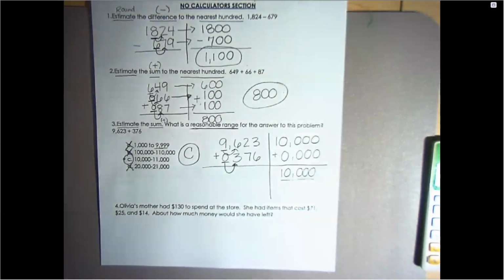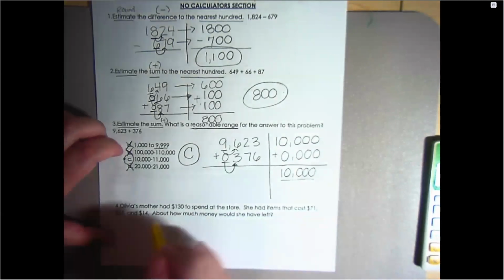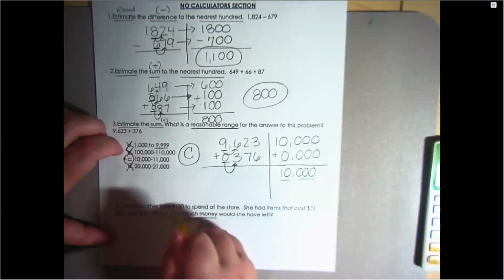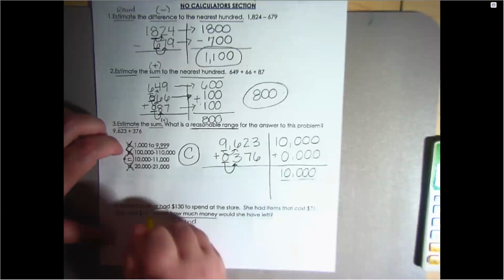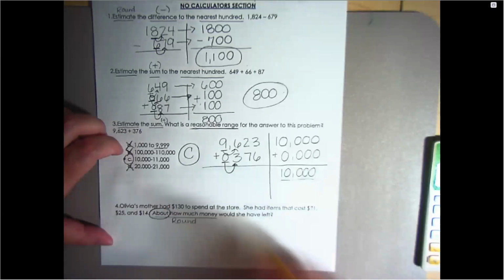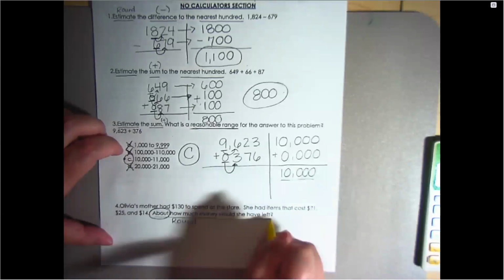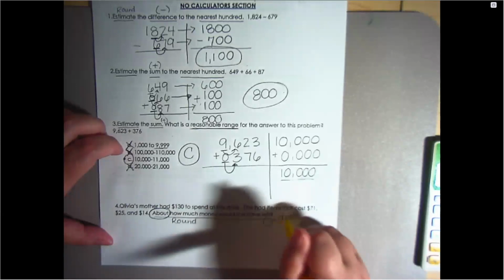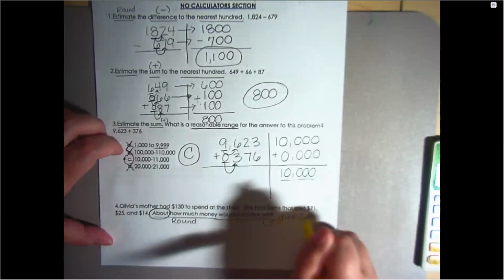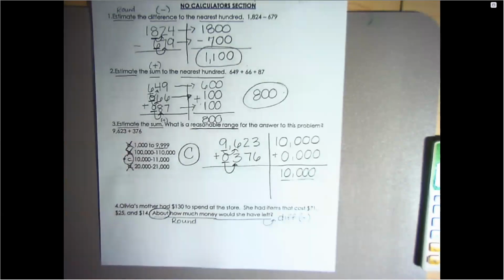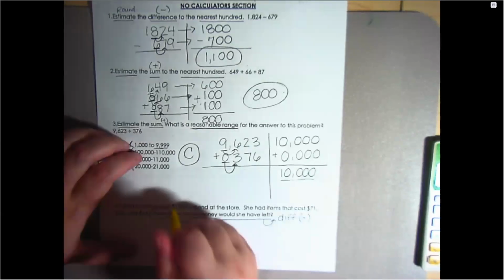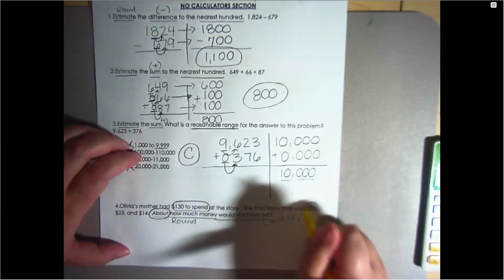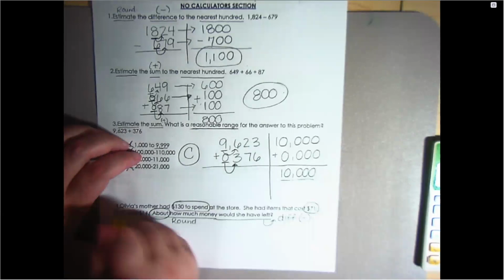Well, keywords in this story is about how much. About means I'm going to round. Remember, about is a keyword for rounding. And would she have left? So I'm looking for a difference. So that means I'm going to subtract. Now, key information in this problem is she had $130 to spend, and she had items that cost $71, $25, and $14.